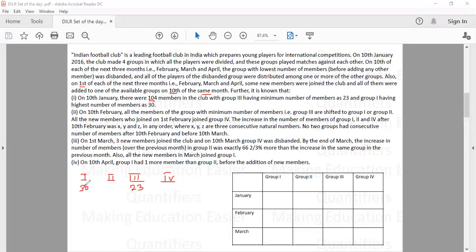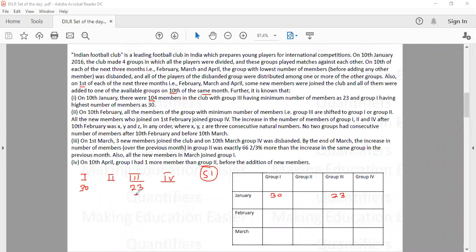Let us directly write down these values in the table. So in group 1 in January there were 30 members, in group 3 there were 23 members. Total members are 30 plus 23, 53. The remaining ones are 104 minus 53, 51, right? So these 51 members were distributed among group 2 and group 4. And since group 3 has the minimum members, that means these remaining 51 members will be divided among 2 and 4.